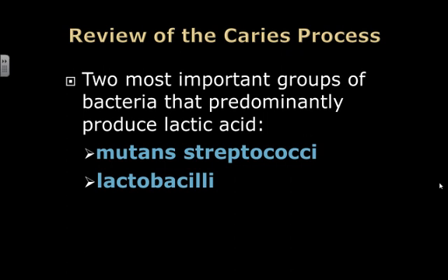So let's review the caries process. The 2 most important groups of bacteria are those that produce predominantly lactic acid. We have Streptococcus mutans, mutans streptococci, and we have lactobacilli. They're slightly different both in microscopic appearance and in where we predominantly find those bacteria.